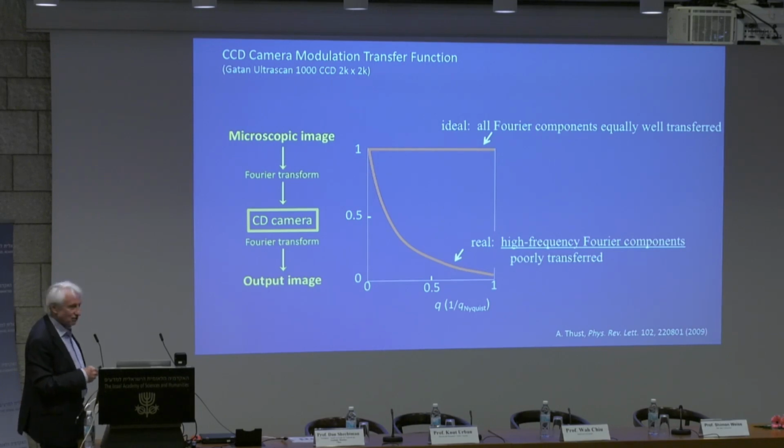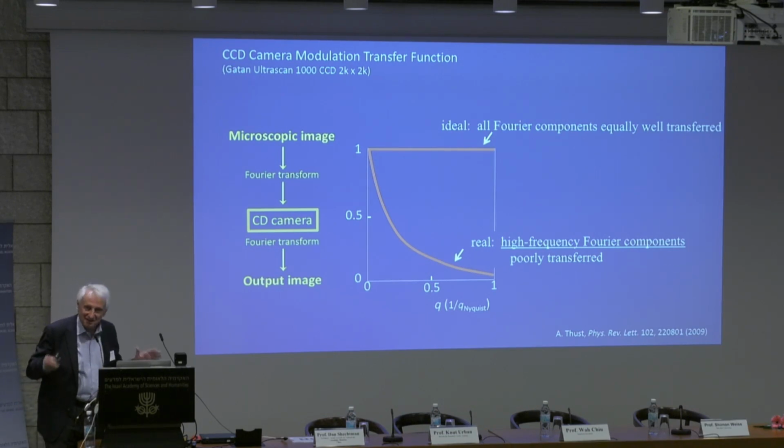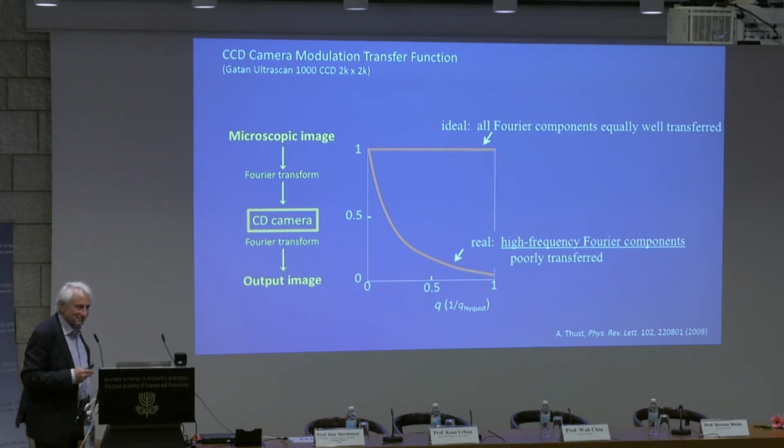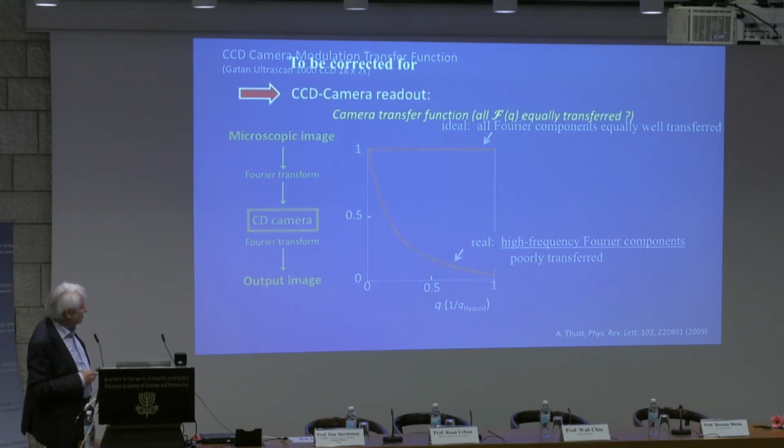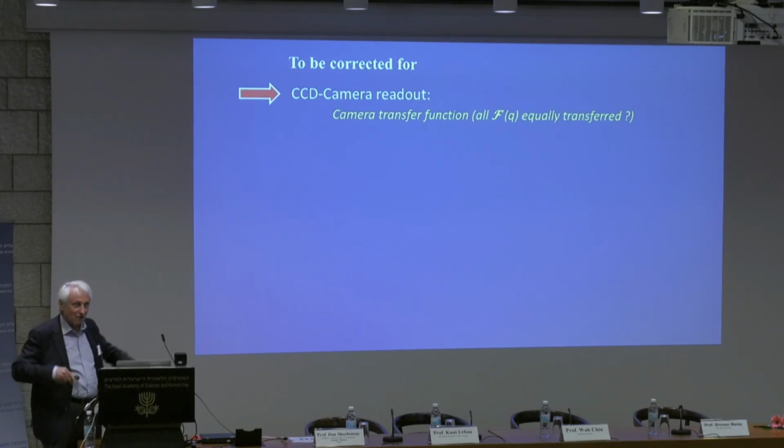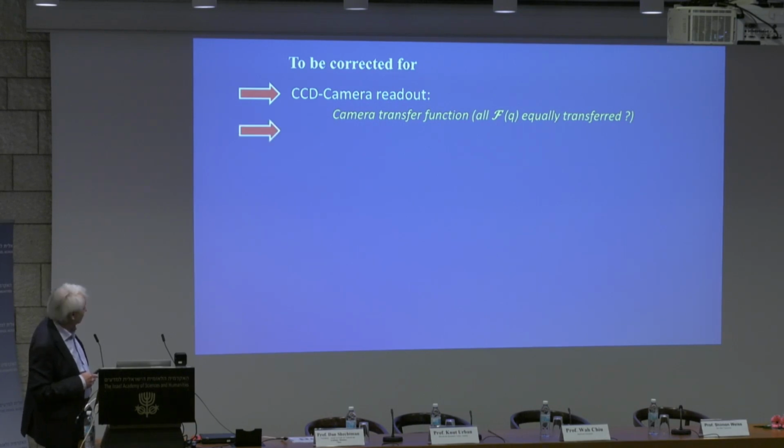That means the contrast decreases, becomes bad, it's damped when you go to the high frequency components, and these are exactly those which you want to see, because they contain the information on the finest details. So this, of course, has to be taken into account. We have to correct our data with respect to the camera modulation transfer function.